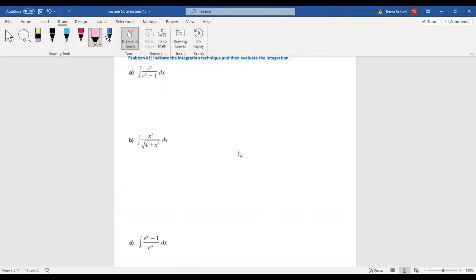Okay, so now let's see here. So this is the first problem here. This is e to the x over e to the x minus 1.